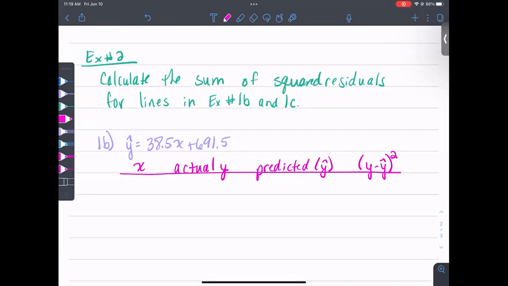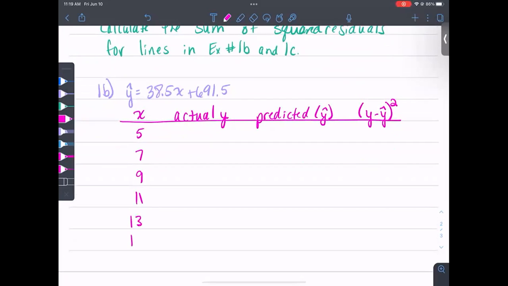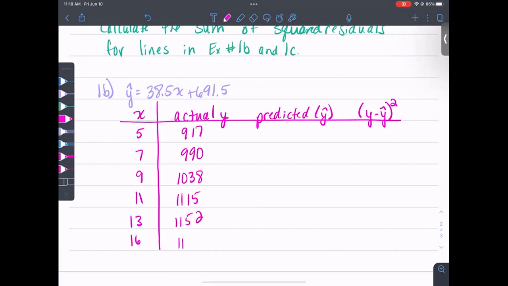Okay, so for our x values, we had 5, 7, 9, 11, 13, and 16. The actual number of faculty members: 917, 990, 1038, 1115, 1152, and 1187.